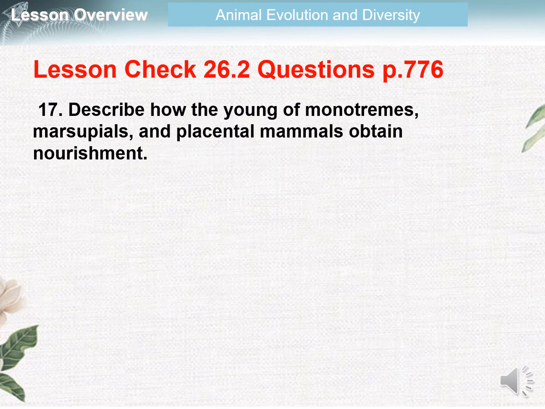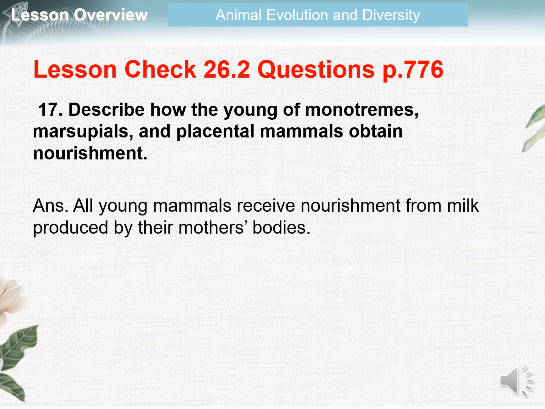Let's have the last question. Still on page 776, number 17. Describe how the young of monotremes, marsupials, and placental mammals obtain nourishment. The answer is all young mammals receive nourishment from milk produced by their mothers' bodies.